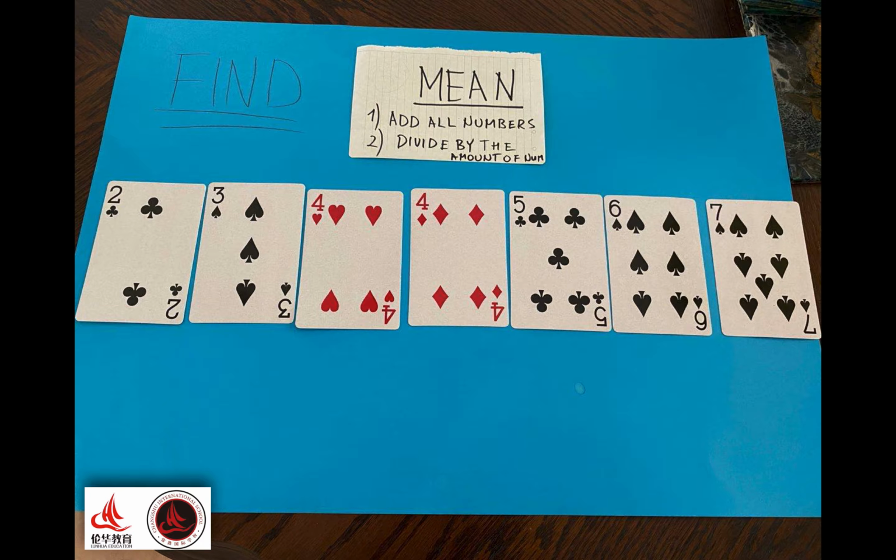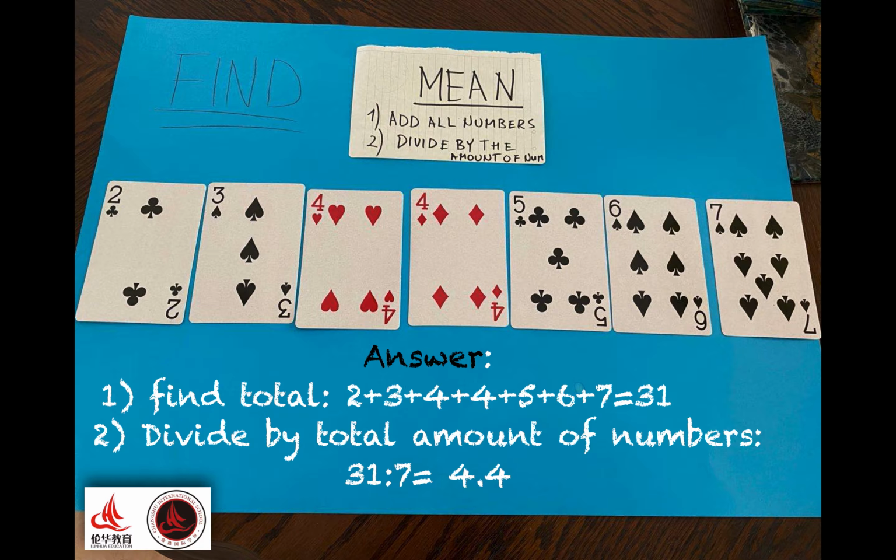All right, now let's check the answer. So first of all, we find the total value. So we add all the numbers, 2 plus 3 plus 4 plus 4 plus 5 plus 6 plus 7. We get 31, and we divide it by 7. And our mean is 4.4. So this is the answer. Now you can correct this in your notebook if you didn't get the right answer.